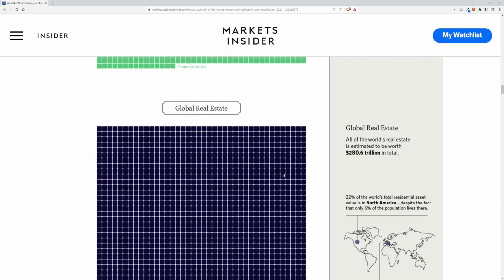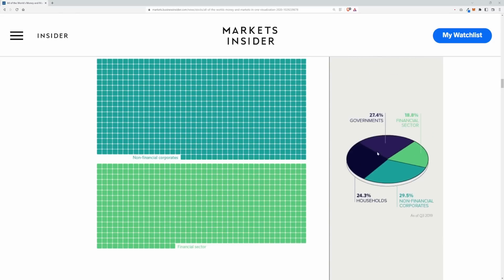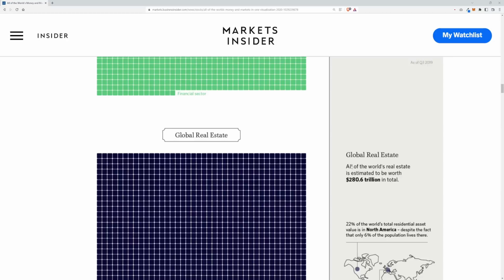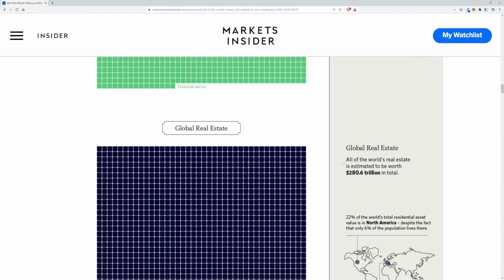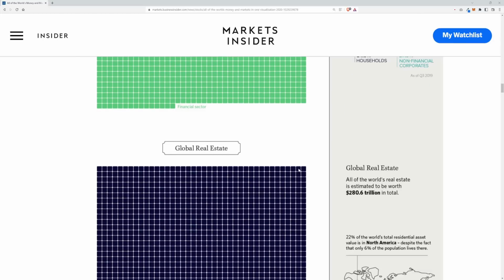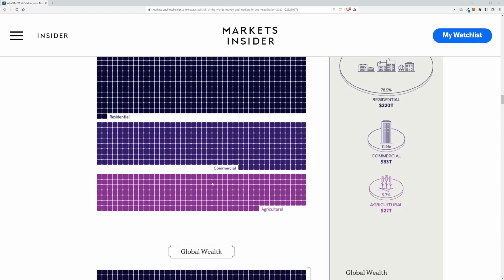Now we go down here to real estate. And here you see huge amounts of real estate, which they estimate all the world's real estate to be worth $280.6 trillion. Something to take note of up here, guys, is this. If this is 253 trillion of global debt, and this is 280, it would take almost all the real estate in the world to pay off the debt, which is really staggering when you think about it. So here they break it down: $220 trillion in residential, $33 trillion in commercial, and $27 trillion in agriculture.